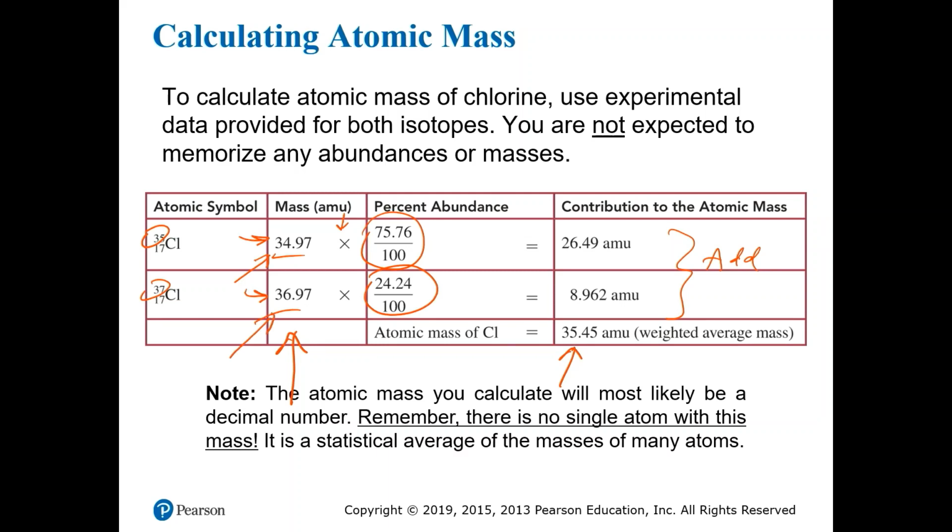But because most of them are 34.97, right, 3/4 of them are 34.97, this average is closer to that mass than it is to the other, right? The other is about 37 AMU. So 35.45 is closer to 35.